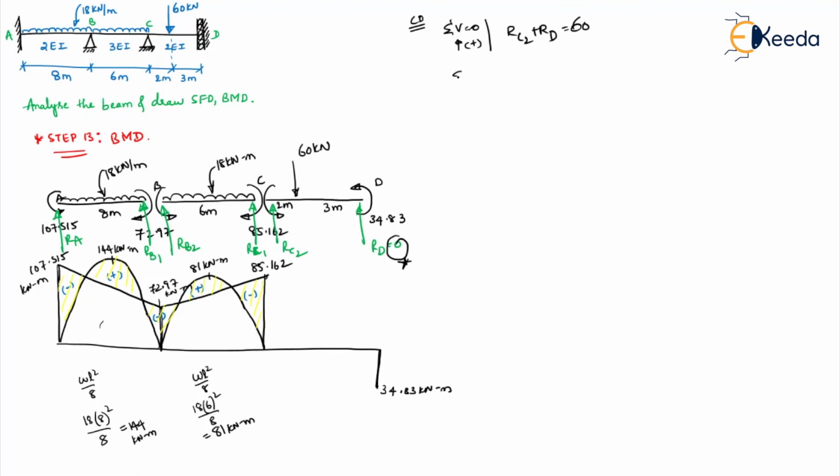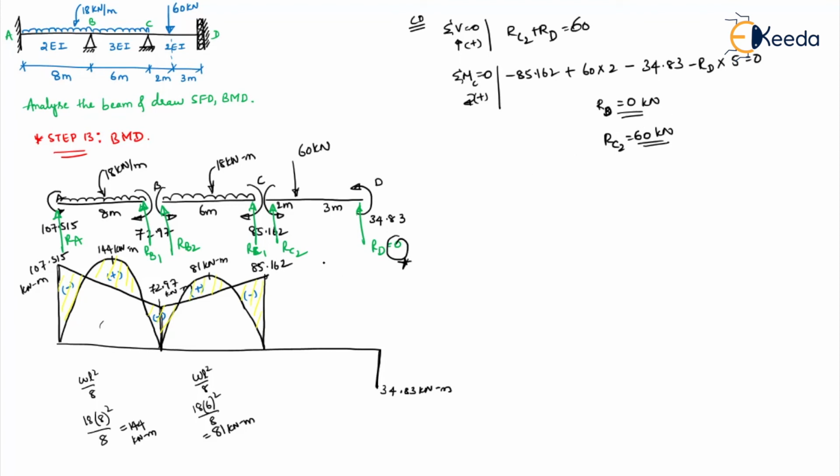Right, then sum of moment about C equal to 0, all clockwise forces positive. So let's start doing from here. This is anti-clockwise, so minus 85.162 plus 60 into 2. This is again anti-clockwise. Okay, so minus 34.83. This is RD also is anti-clockwise. So minus RD into 5 equal to 0. So when you calculate this, your RD value will be equal to 0 kilonewton. Substitute it back here. So your RC2 will be 60 kilonewton will be the value.